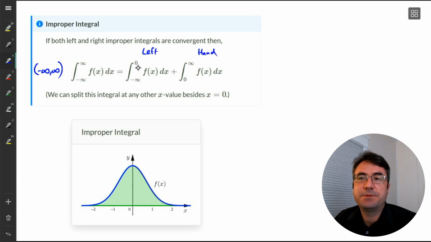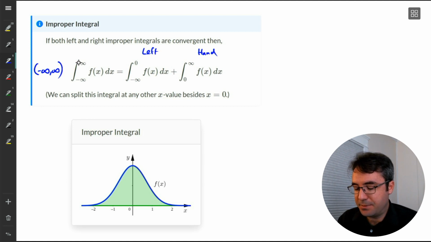And we split it at 0 here in this definition just because 0 is usually convenient, but we can really split it up at any x value that we want. So if you wanted to do it at 1 or 5, you could. Or -5, you could split this up however you want. Normally 0 is a pretty good one to use.